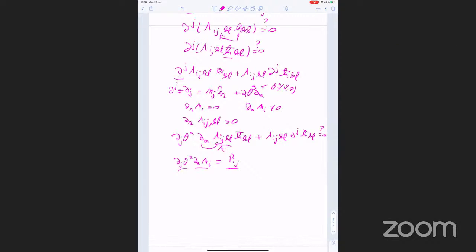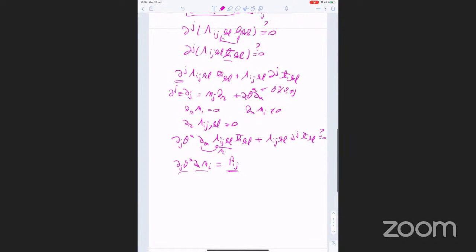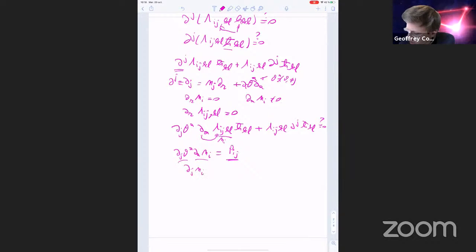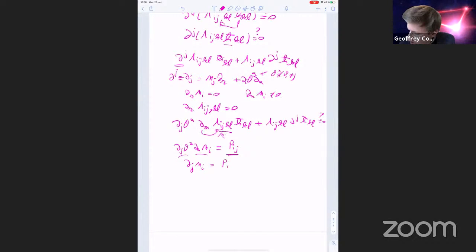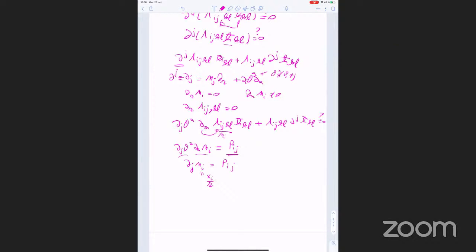Sorry, you can also do it directly by writing Ni as xi over r, and just act with dj. So we want here dj of Ni, right? Yes. You can just say dj of Ni is directly given by Pij. Yeah. So Ni is xi divided by r. I guess there is a 1 over r.